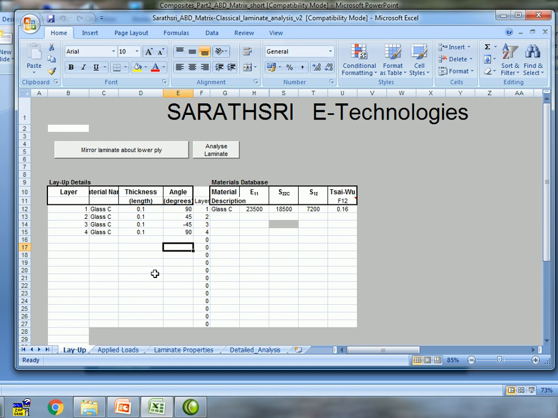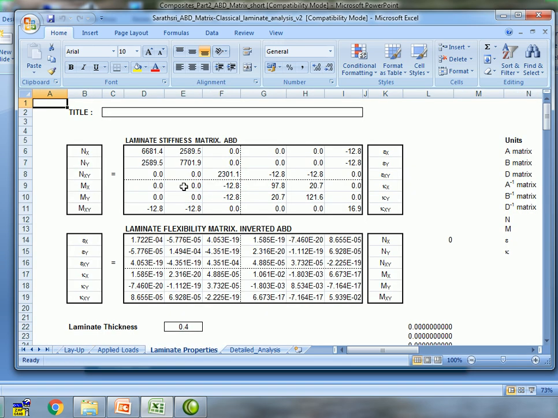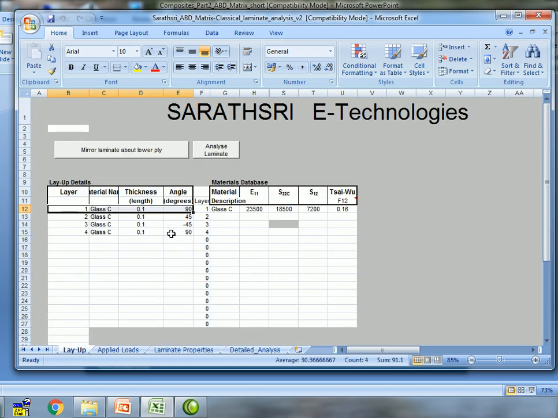How it behaves, we can see from the analysis of the laminate. So this is anti-symmetric. A16 and A26 are 0, and D16 and D26 are 0. You can see the B matrix is not 0. As we discussed earlier, since it is anti-symmetric and not symmetric, it introduces an additional stress field.